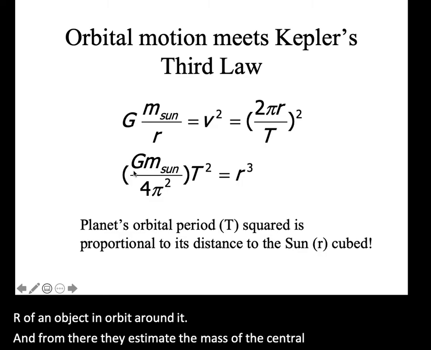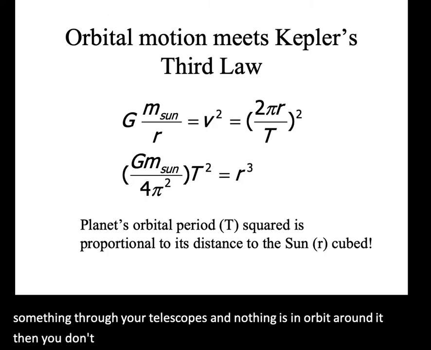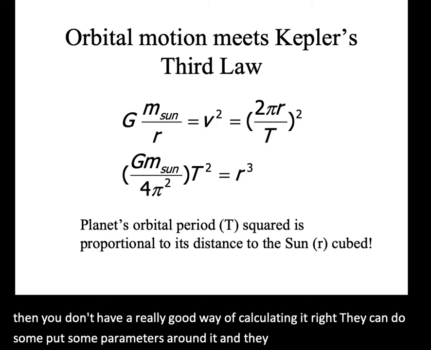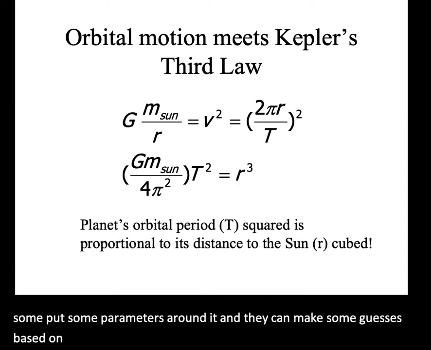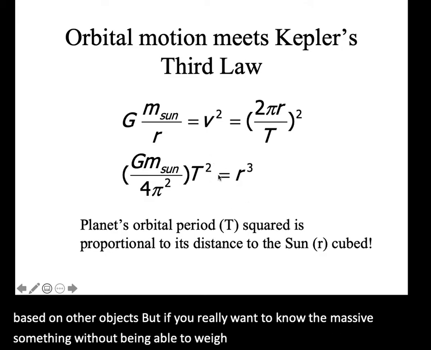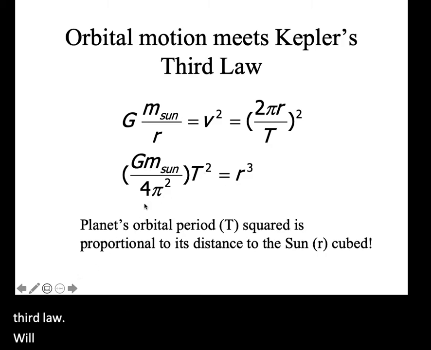If you see something through your telescopes and nothing's in orbit around it, then you don't have a really good way of calculating it. They can put some parameters around it, and they can make some guesses based on other objects. But if you really want to know the mass of something without being able to weigh it, you have to find something in orbit around it and apply this. This is called Newton's version of Kepler's third law, and you'll definitely need this for one of the homework problems.